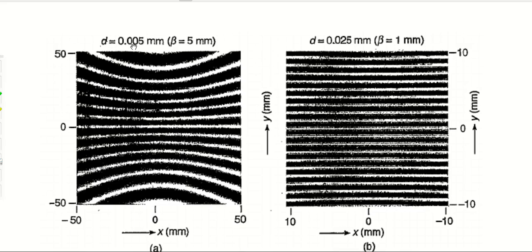This is plotted for d equal to 0.005 millimeter, when the slit separation is 0.005 millimeter, and you can photograph the interference pattern and you will see this pattern. At the central region there is a bright fringe, then another bright fringe, then dark, then bright, but the bright fringes are curved after some distance from the center.